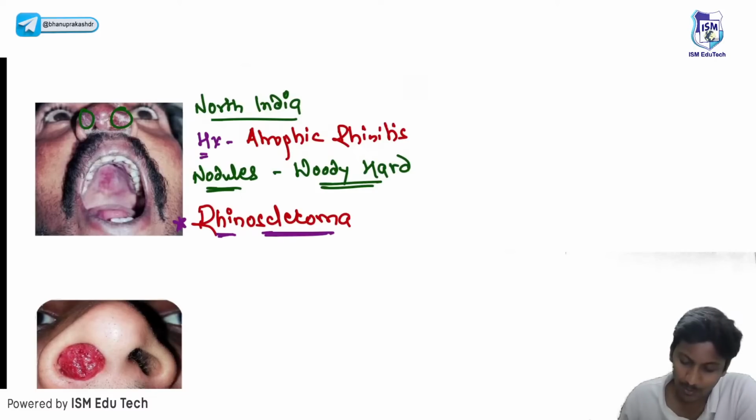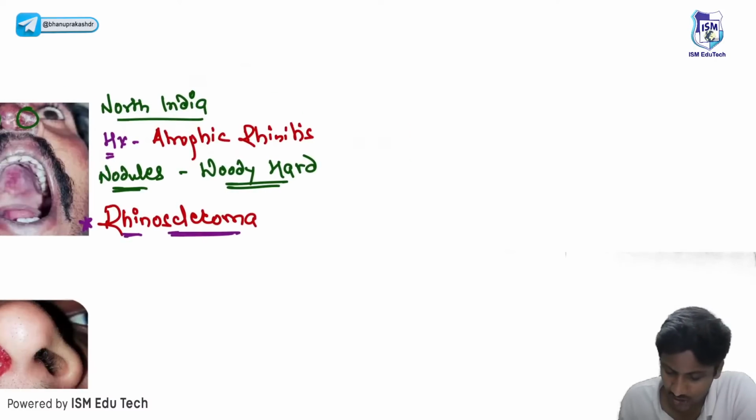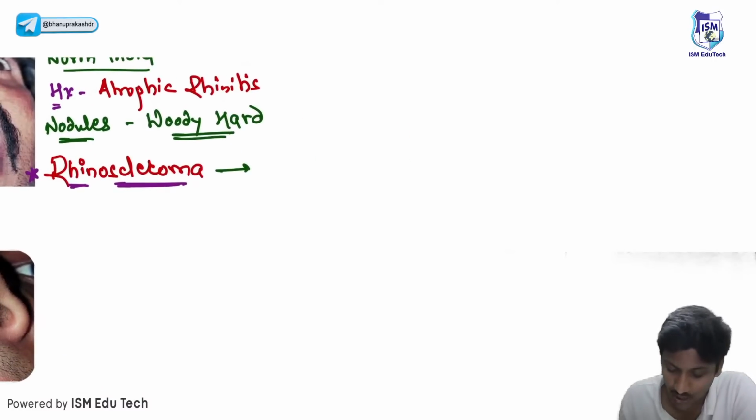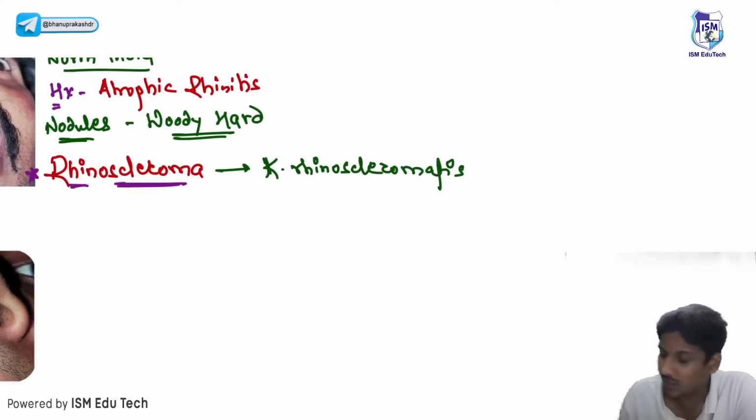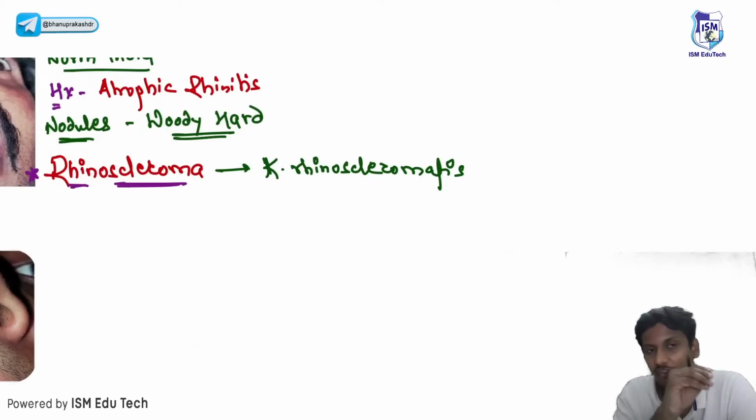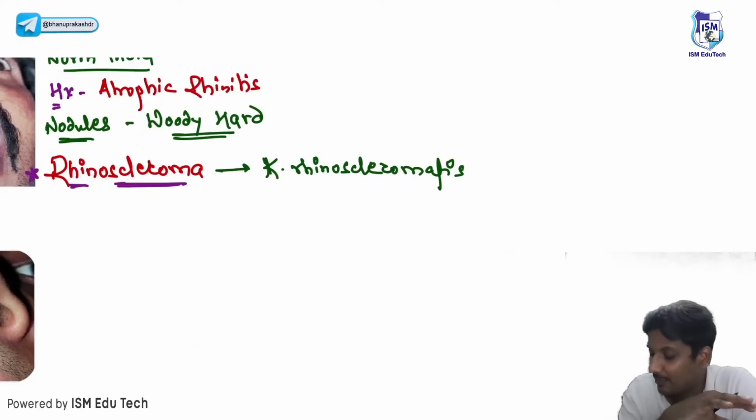Please remember, the cause for this is a bacterial infection. It is a granulomatous bacterial infection, and that is nothing else but Klebsiella rhinoscleromatis. By the name itself it is evident. Please let me know in the chat box, if I take a biopsy of these nodules, what will be the histopathological features seen? Please let me know that.